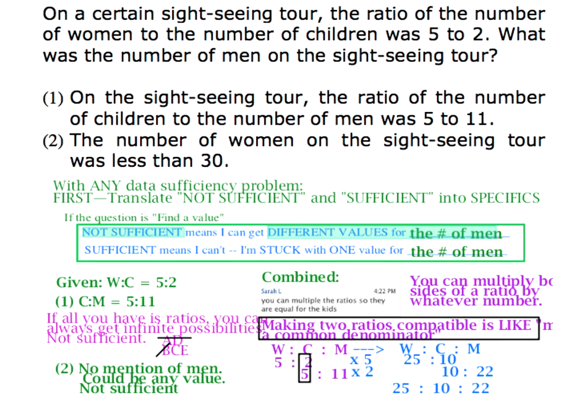So what? Remember, it's data sufficiency. And also remember that these are not random, meaningless variables. These are actually numbers of people. So that's going to affect the outcome here.